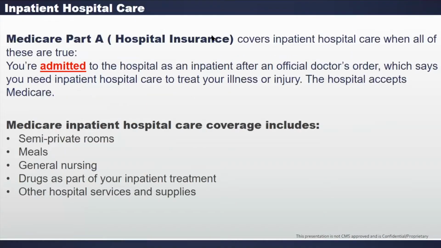So when we were looking at that, you saw that Part A covered more than just being in the hospital, right? It also covered skilled nursing facility, home care, hospice. So we're specifically talking about that component where you've been admitted to the hospital.